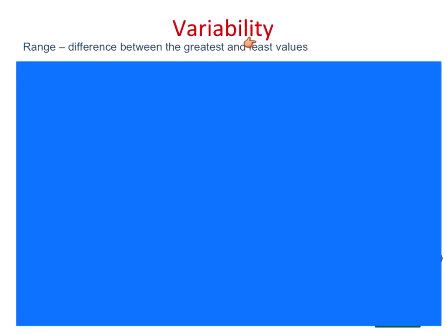It's the difference between your greatest and your least values. So if I have all these numbers, 2, 5, 7, 10, and I say what's the range, it'd be 10 minus 2. So my range would be 8. It's the span of your numbers, the difference between the greatest and the least.